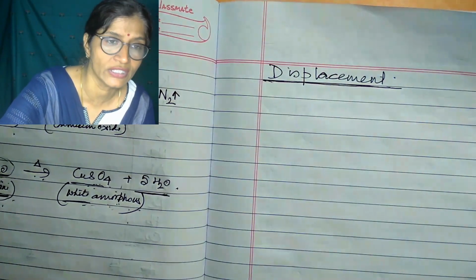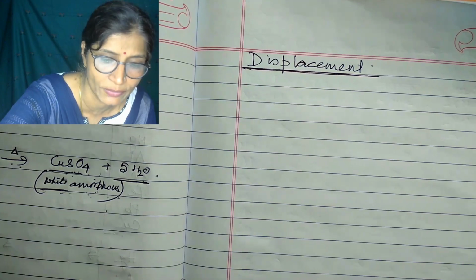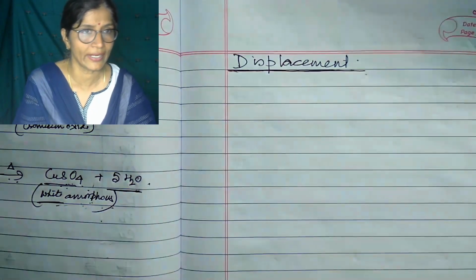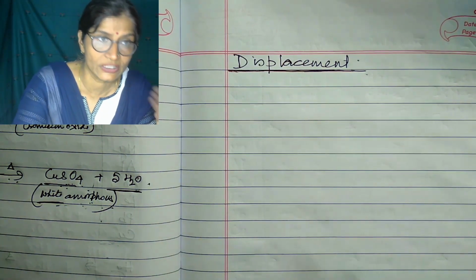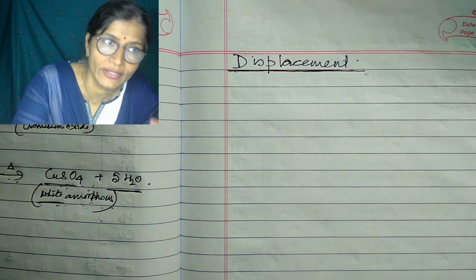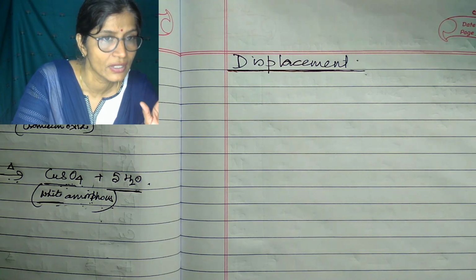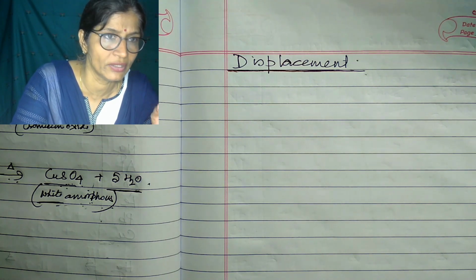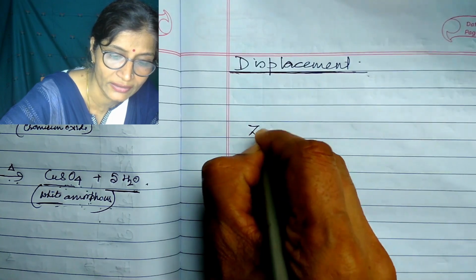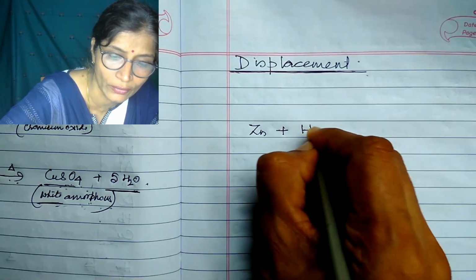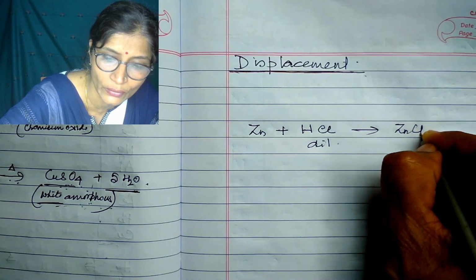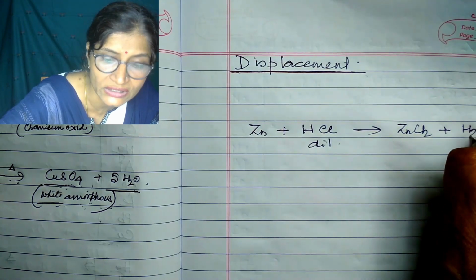Displacement reaction, which we even call simple displacement reaction. Here in a displacement reaction, what actually happens? When a more reactive element is there, it will displace a less reactive element from its compound. A more reactive element displaces a less reactive element from its compound in its aqueous state or in the compound form. So, for example, zinc is there. When zinc is treated with dilute hydrochloric acid, HCl, it will give ZnCl2 plus hydrogen. This is a simple displacement reaction.